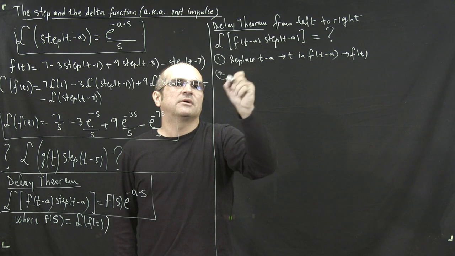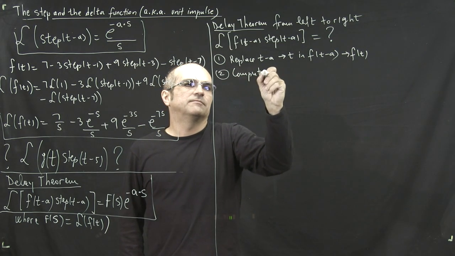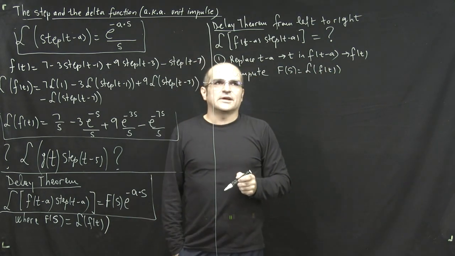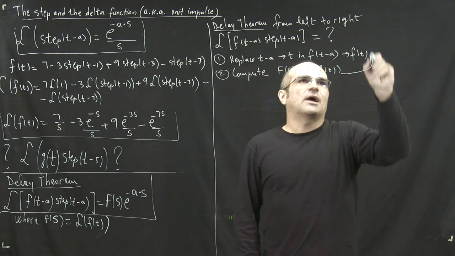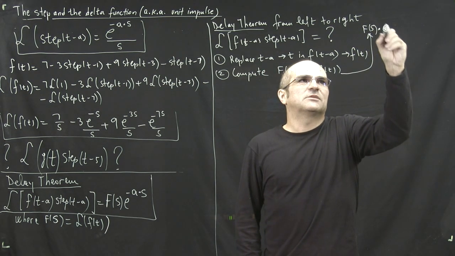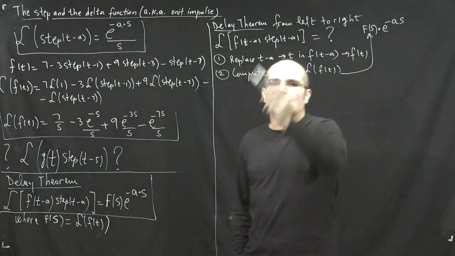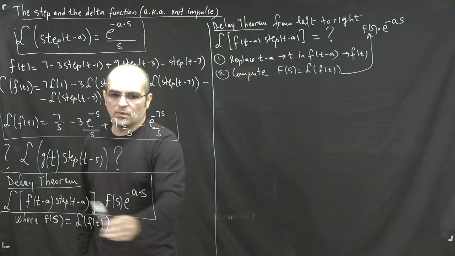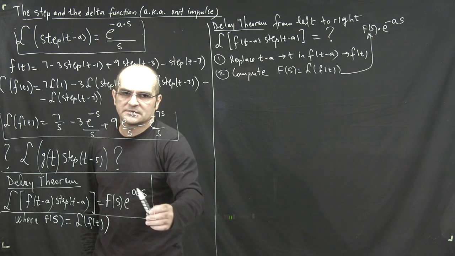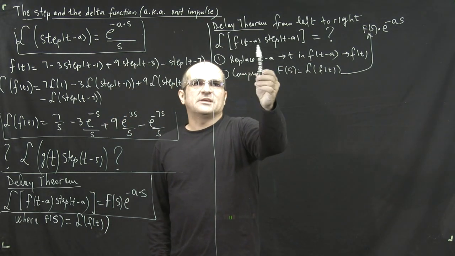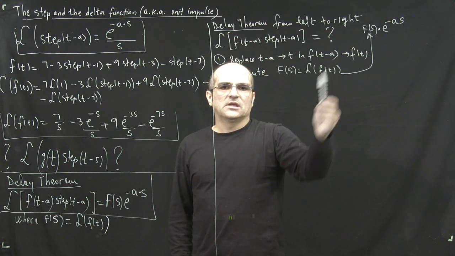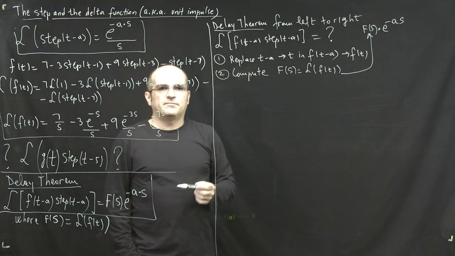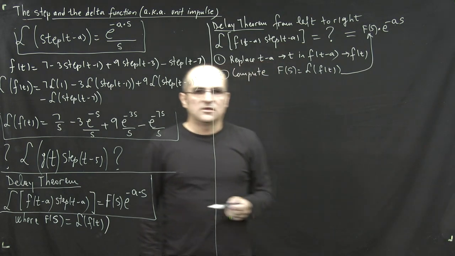And then on the second step, you compute the Laplace of f of t. So you compute big F of s, Laplace of f of t. And that's really all there is to it. Once you're done with that, you put the answer right here, F of s times e to the minus as. So e to the minus as corresponds to the step t minus a. If you look from left to right, step t minus a will cause the appearance of e to the minus as. And all you've got to do is collapse t minus a into t to make the substitution, take the Laplace of that resulting function, and multiply it by e to the minus as. And that's going to be your answer.